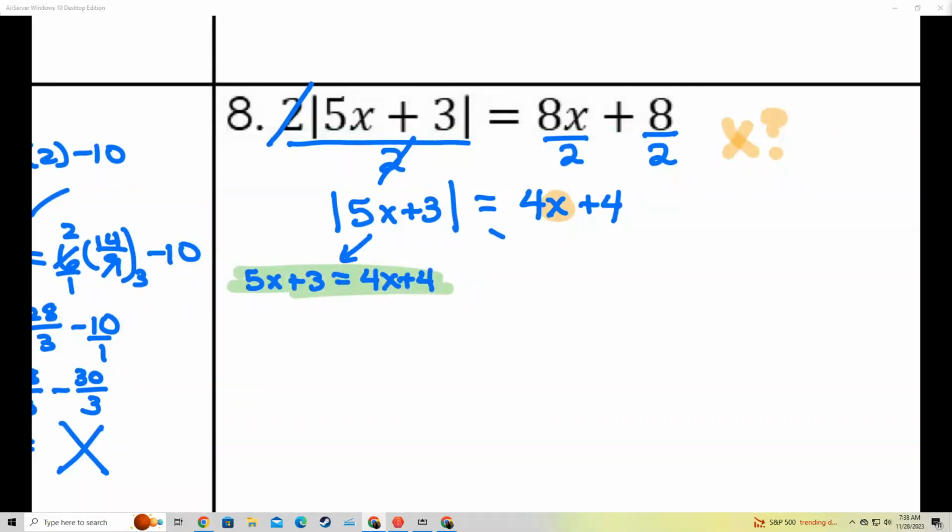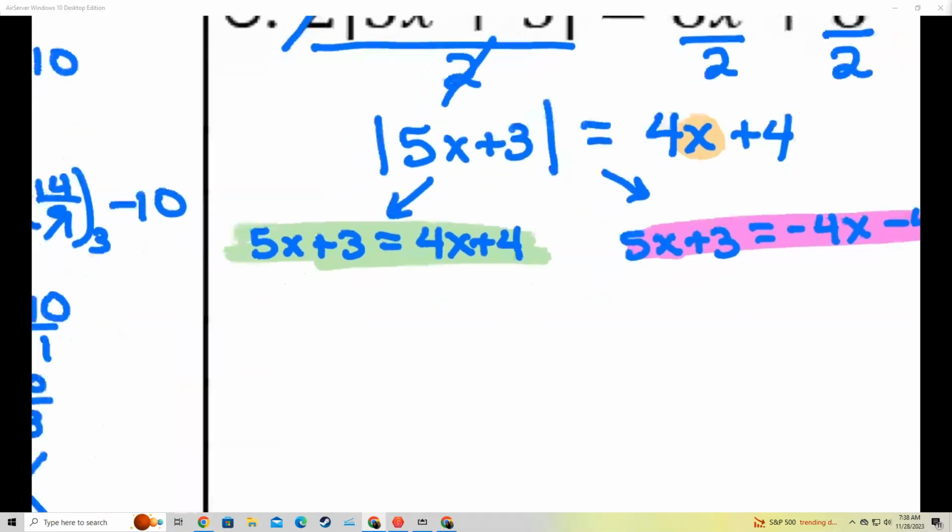And then for the second one, I'm going to do the opposite one. So the first part stays the same. It's still 5x plus 3. But the second part, I need to do the exact opposite. So instead of a positive 4x, that's going to be a negative 4x. Instead of a positive 4, that's a negative 4. I'm going to go ahead and solve each set individually. So let's see. The first one, I'm going to get rid of the smaller x.